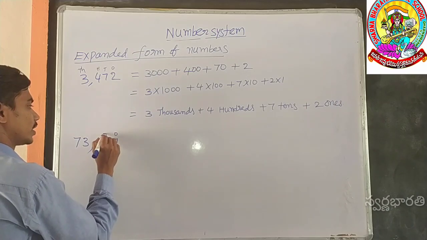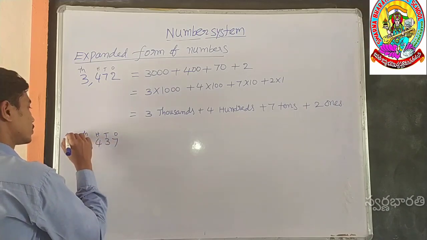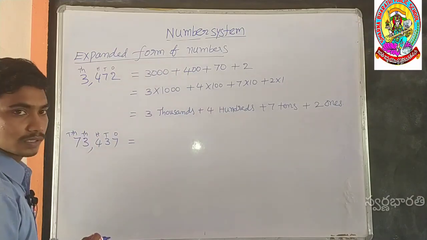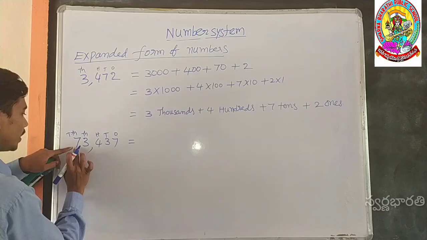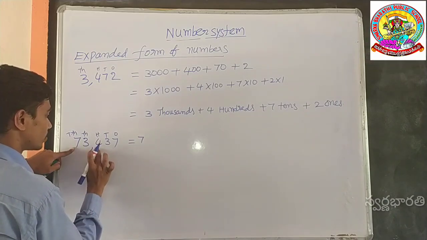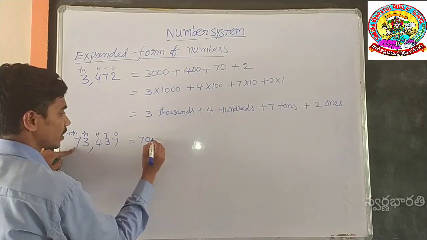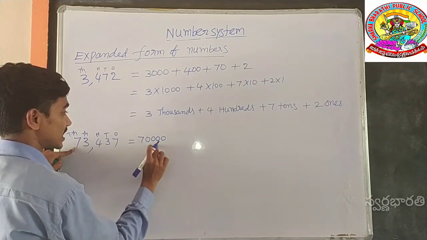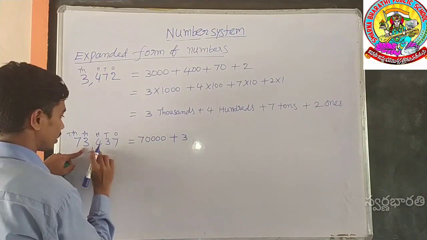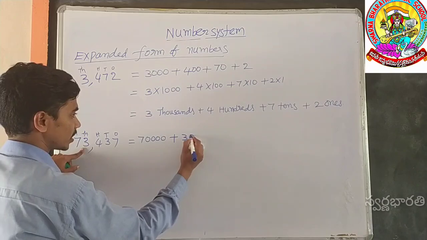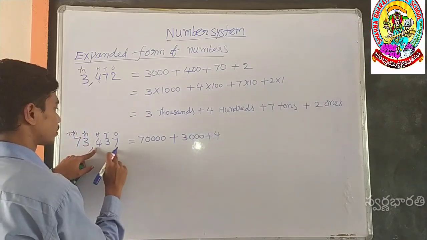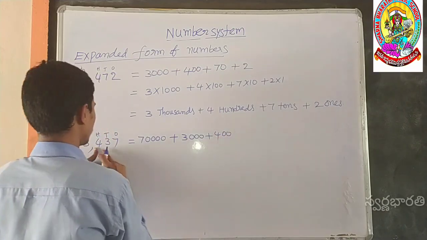ones, tens, hundreds, thousands, 10,000s. A simple trick for you: simply take the digit 7, then after how many places is there? 1, 2, 3, 4 places is there. So insert 4 zeros, which means 70,000, plus next digit 3. Next how many places is there? 3. Insert 3 zeros, 3000, plus next digit 4. How many places? 2. So 400.